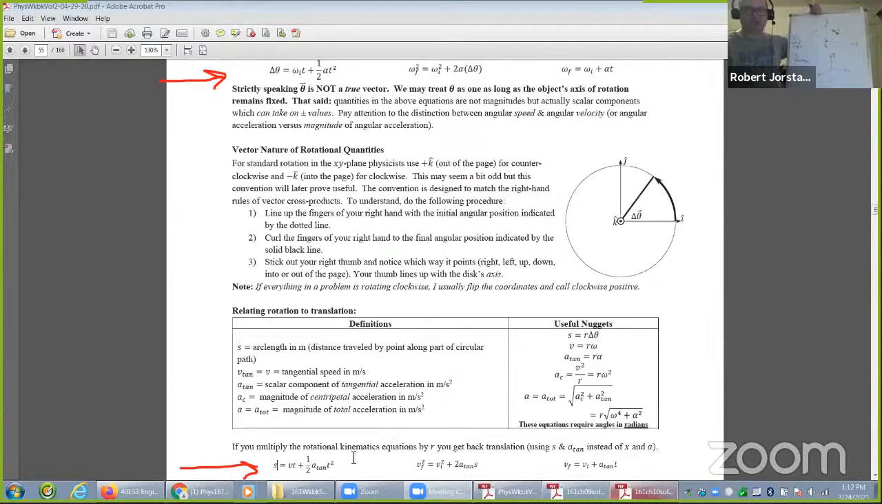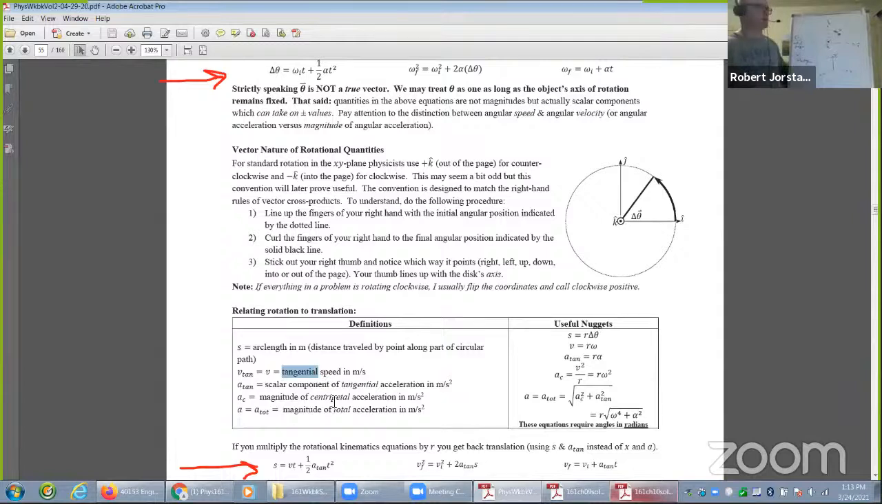And it turns out if you multiply the rotational kinematics equations by R, we can actually get back translation, except instead of X, we use S for arc length. Arc length is S. And that's the distance traveled along a circular path. V tangential, if you recall V tangential from chapter 6, that's the tangential speed. Be careful, that's not the same thing as angular speed.